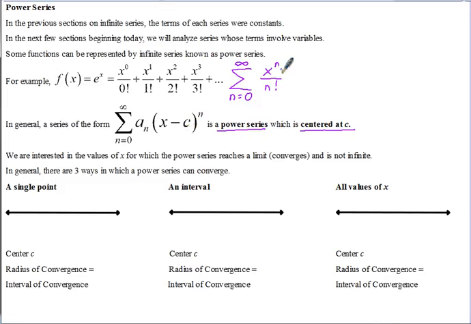In the one up here, we can see there doesn't appear to be a c. That's because c equals 0. So this power series here is centered at x equals 0.